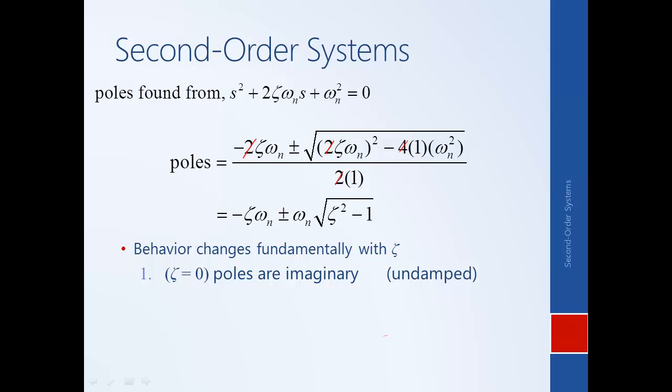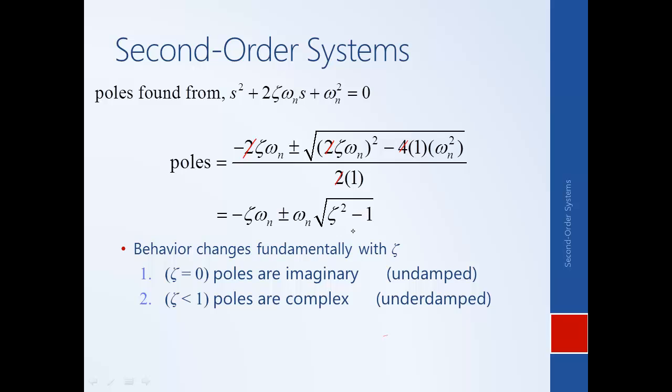If zeta is less than 1 but greater than 0, then what we'll have here is a negative number. And when we take the square root of that, we get an imaginary number. And so we'll have a real part to our poles and an imaginary part to our poles. So our poles are complex, and the natural response will have the form of a decaying sinusoid. And this is what we term underdamped.